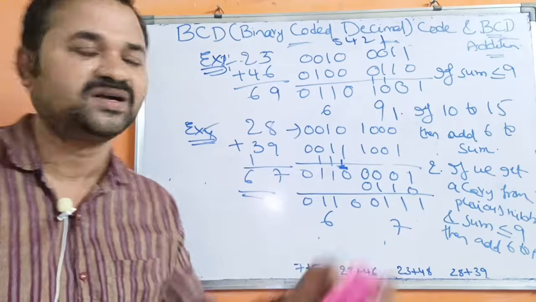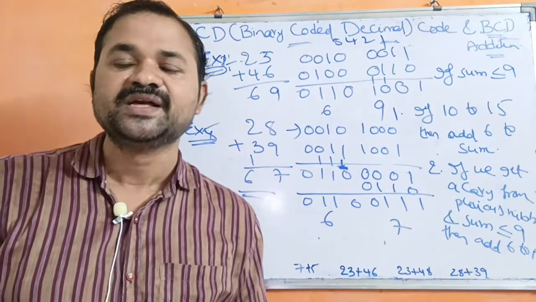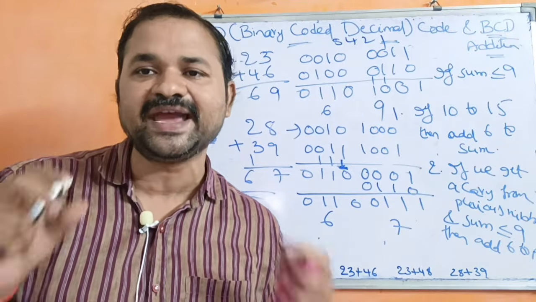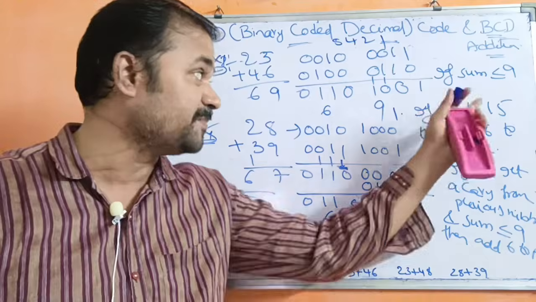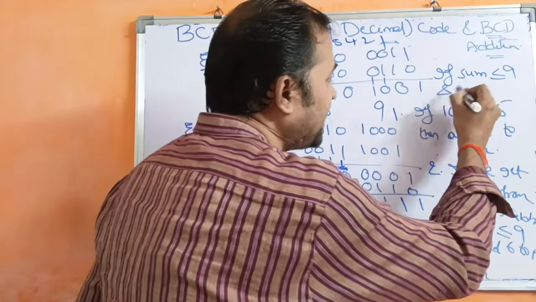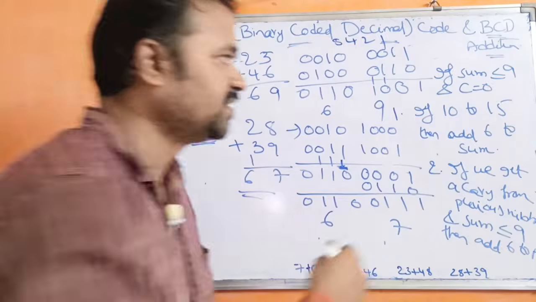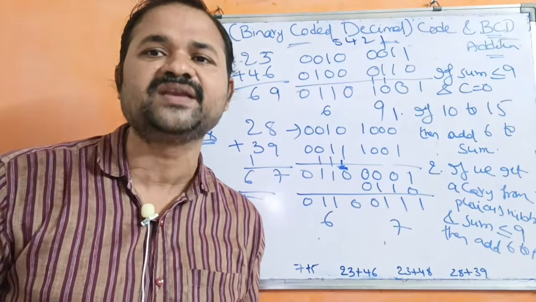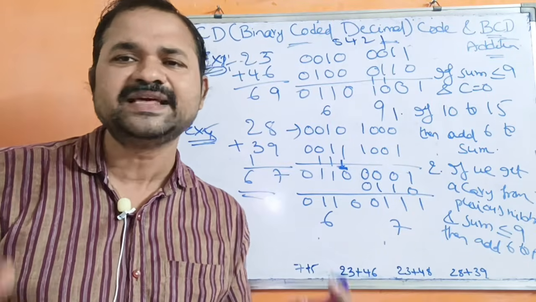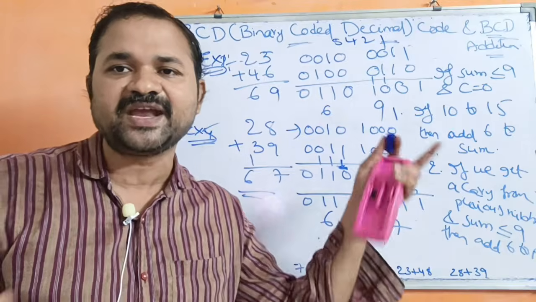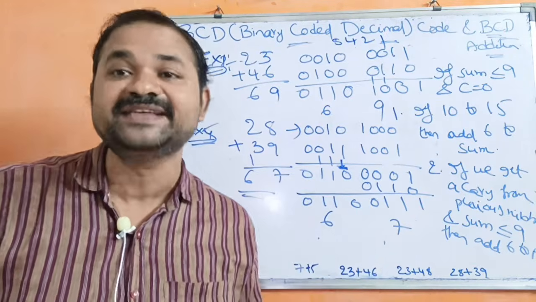So here we have 3 rules. What is the first rule? If the sum is less than or equal to 9, as well as the carry is 0, then there is no problem. That means we are getting the valid BCD digits.